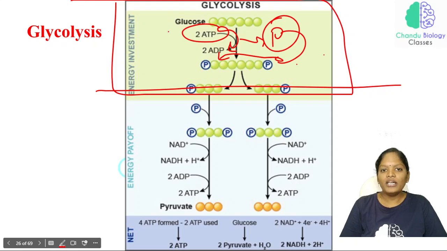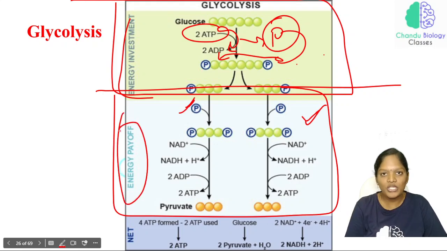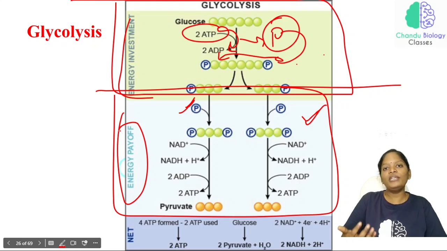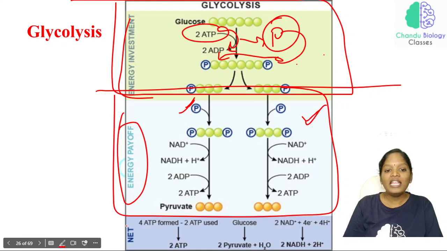So these are the energy investment phase, also called the preparatory phase. Finally, pyruvate is produced from both glyceraldehyde 3-phosphate and dihydroxyacetone phosphate, and this phase is called the energy payoff phase, which means we are investing, and at some point we take the investment back. That is the payoff phase.